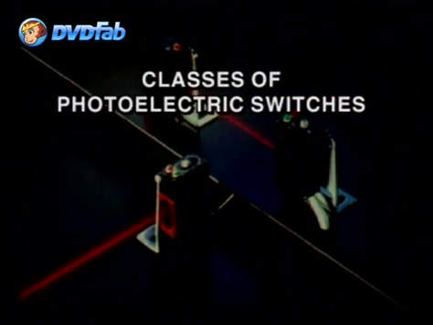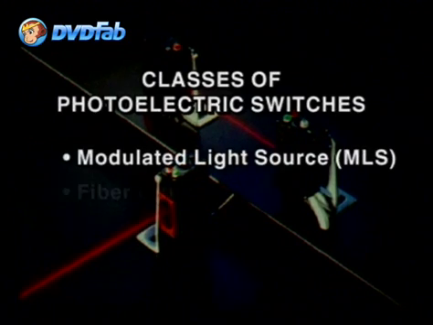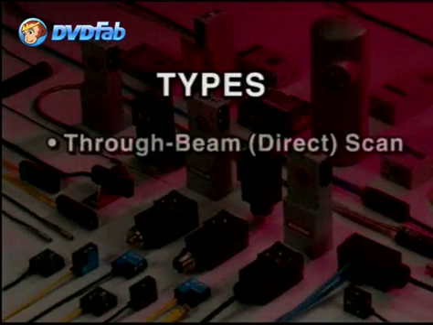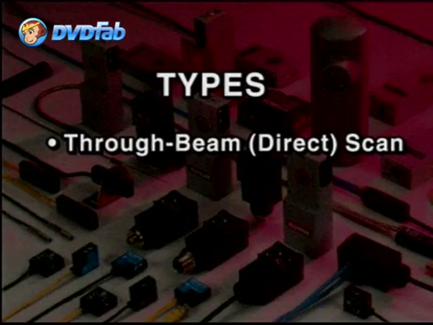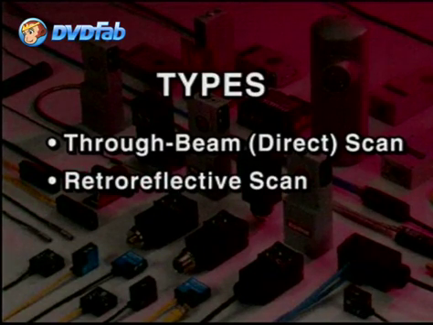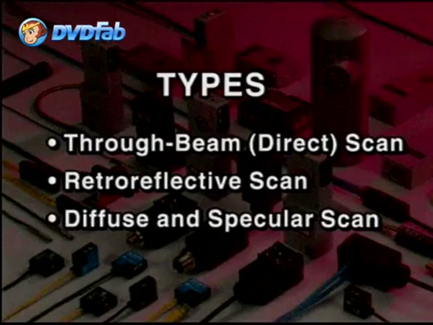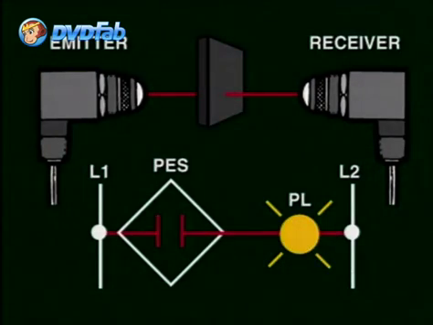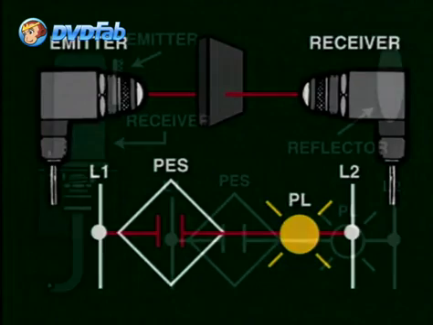Nowadays, there are two basic kinds of photoelectric switches, which are the modulated light source and the fiber optic type. Both of these offer three basic design types, which are the through beam or direct scan, the retroreflective scan, and the diffuse and specular scan, which are used according to the application need. The through beam sends a beam of light to a receiver, which, when broken by a moving part, will trigger a change in the state of the switch.